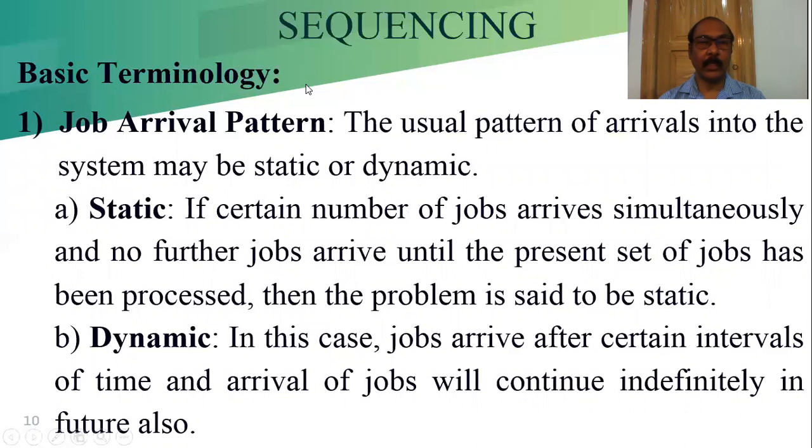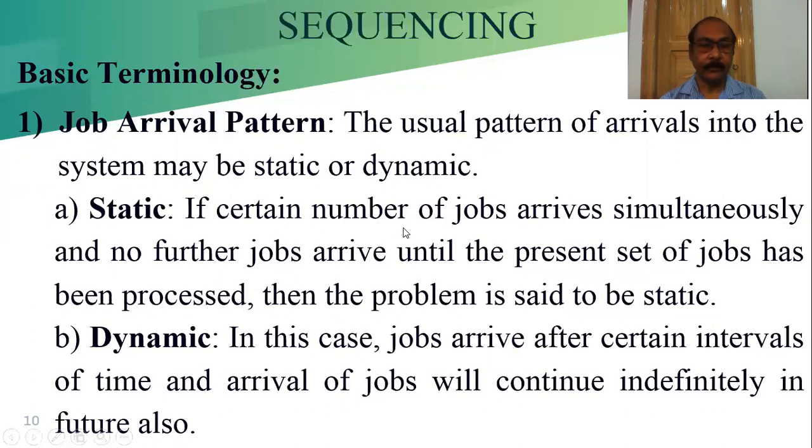Basic terminology we are using to develop the job sequencing model. Job arrival pattern. The usual pattern of arrivals into the system may be static or dynamic. There are two types of patterns of job arrival to be performed in the machine: one is static, another is dynamic. What is called static? If a certain number of jobs arrive simultaneously and no further jobs arrive until the present set of jobs has been processed, then the problem is said to be static.